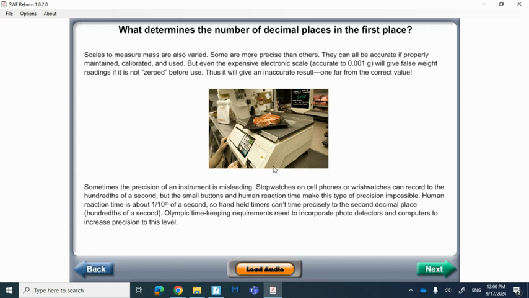So like scales measuring down to the 10th of a gram or 100th of a gram or 1,000th of a gram and so on, right? You think of some scales in the science class. Some scales go all the way down to the 3rd decimal place. Some only go to the 2nd decimal place, and so on.